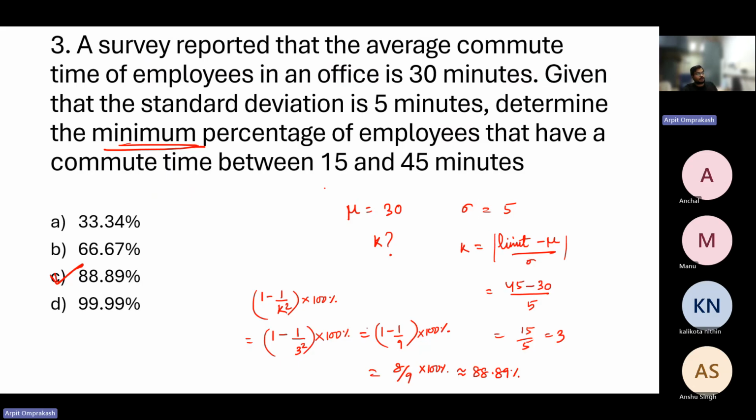The limit can be the upper limit or the lower limit. So here we take 45, 45 minus mu by sigma, and we get the value of 3. So the value for k here is 3, and we put that into the equation, Chebyshev's theorem. What we get is 1 minus 1 by 3 squared, into 100%, which turns out to be 88.89%. Right.